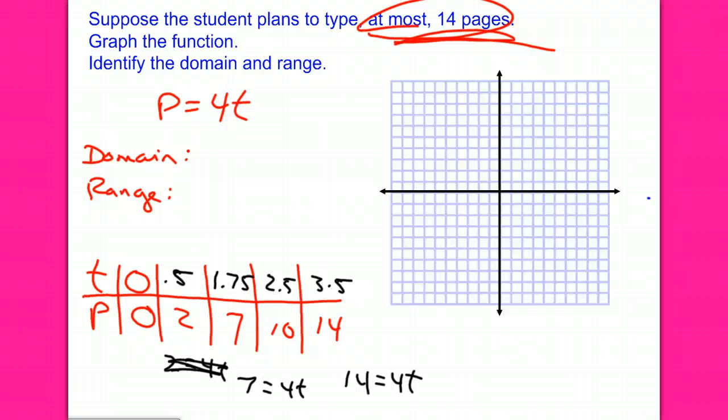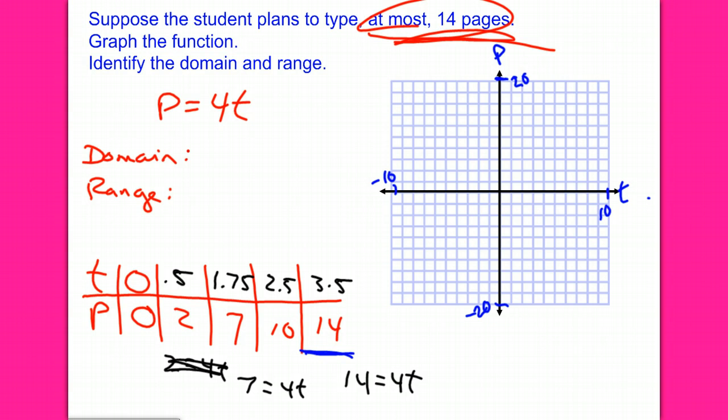Okay, so here are the values that we have found. And 14 is the maximum number of pages at most the student will type. We learned that that was 3.5 hours of typing. So 14 isn't going to be visible on my graph unless I do something different with my scale. So I am going to change my scale here to be every blue line represents 2 units. So this is a 20. This is a negative 20. But in my horizontal direction, every blue line represents 1 unit.